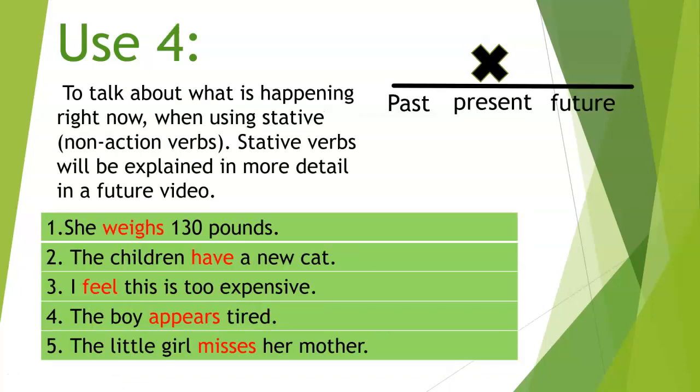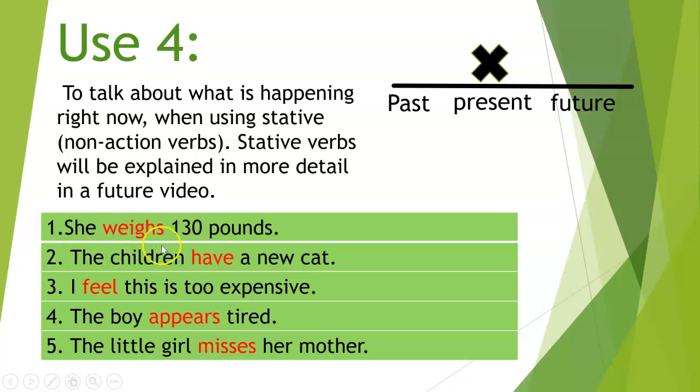Now our last use is to talk about what is happening right now when using stative, or what we call non-action verbs. Again, stative verbs will be explained in more detail in a future video. But this is what's happening right now. So for example, she weighs 130 pounds. The children have a new cat. I feel this is too expensive. The boy appears tired. The little girl misses her mother.